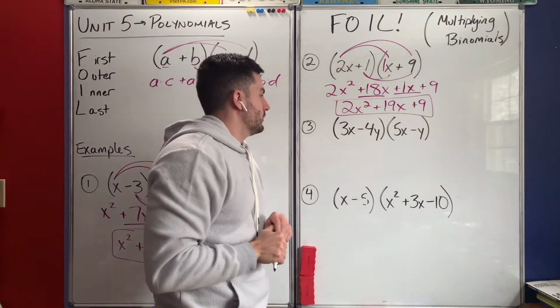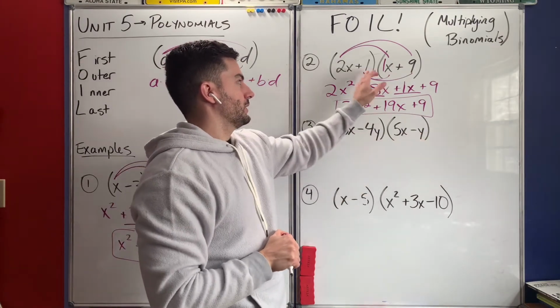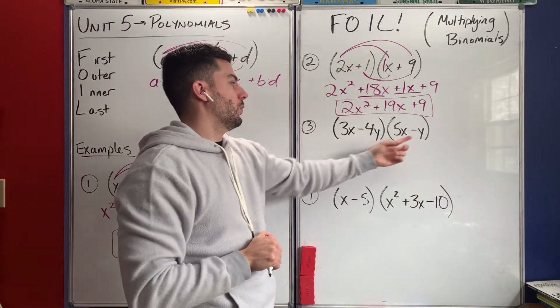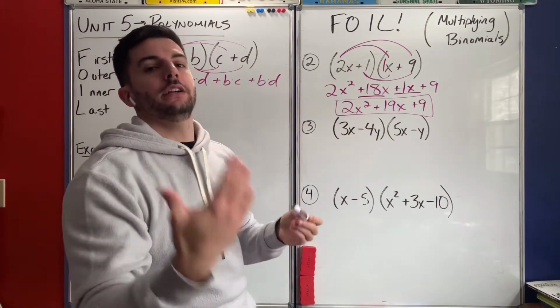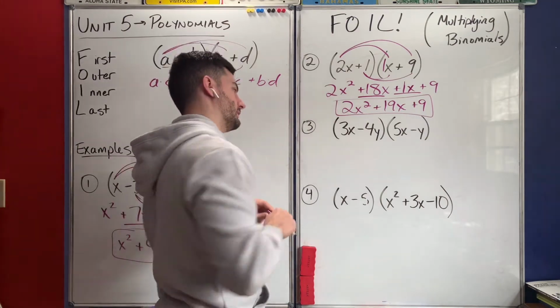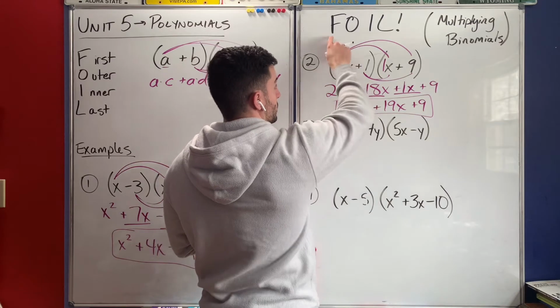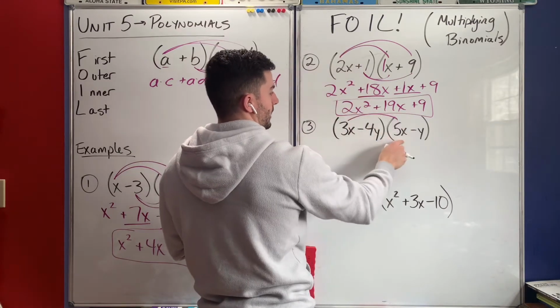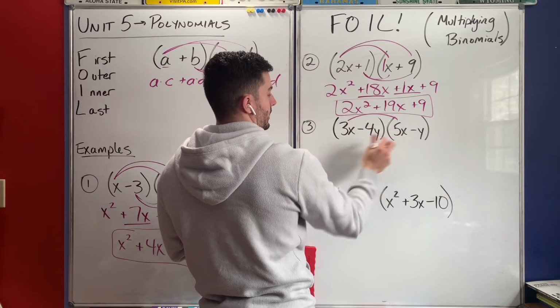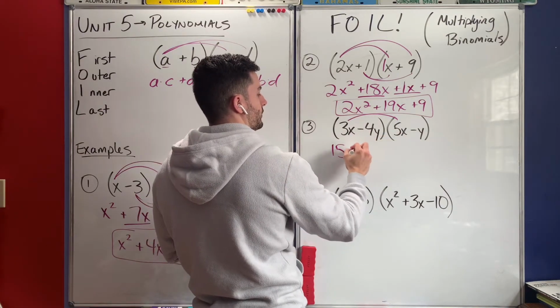Now this number 3, look at this one. A little bit more complicated because the second terms are not just constants, but they're y terms now. So it's the same process of FOIL, but the multiplication is just going to be a little bit more complex. So it'd be same order. First, 3x times 5x. So again, 3 times 5 is 15. x times x, x squared, right?